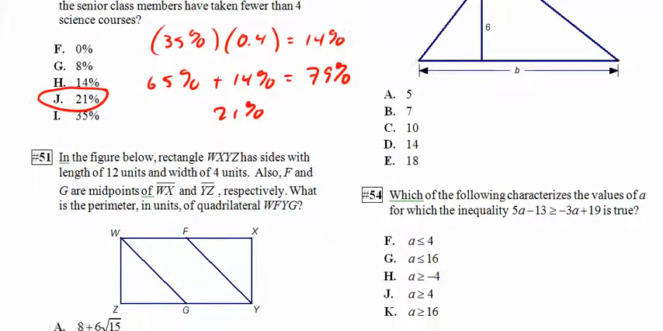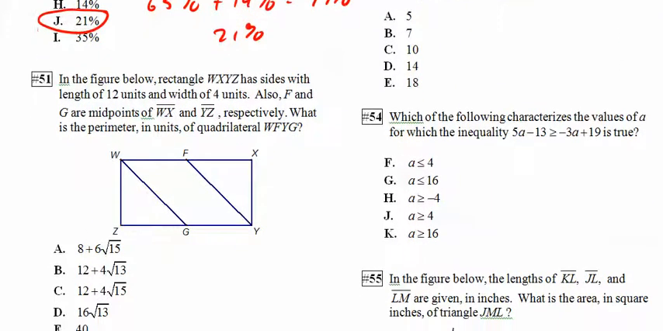Figure below, rectangle has sides length 12 with 4, F and G are midpoints. So with 4, and we'll go 6, 6, 6, 6. 4, 6, we do a squared plus b squared equals c squared. We get root 52.